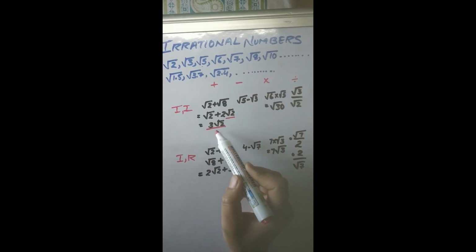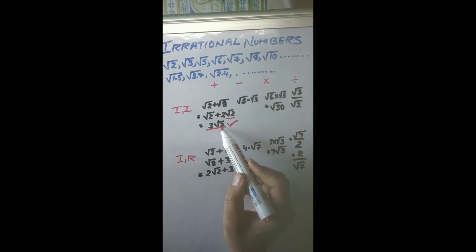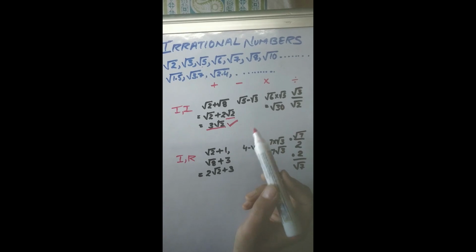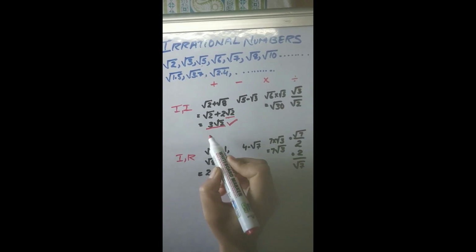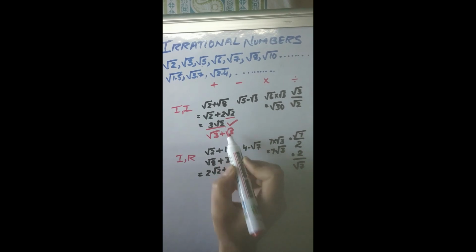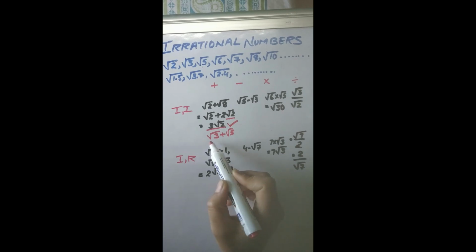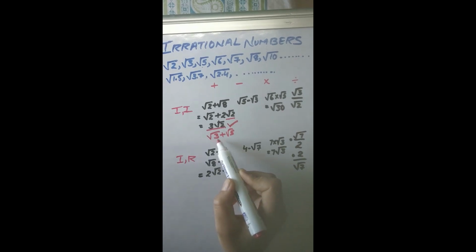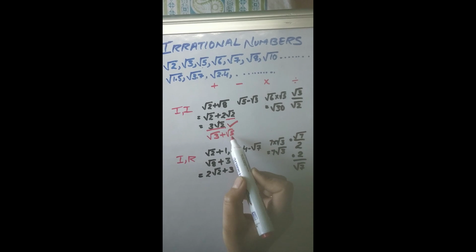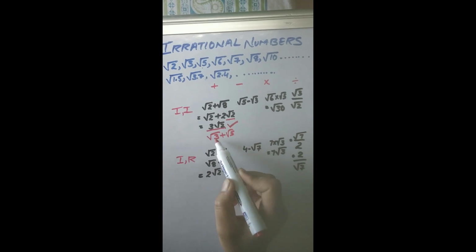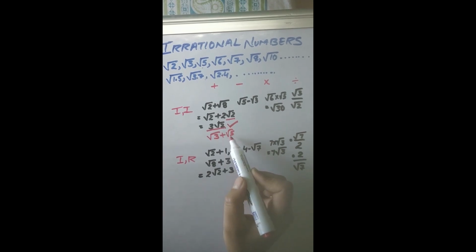So can you locate 3 root 2 on the number line? Yes, we can. It's actually 3 times root 2. We just have to locate root 2 and then go 3 times root 2 on the number line from 0. If we have root 3 plus root 5, can we locate it on the number line? Yes, we should be able to. We just need to find root 3 and root 5 through right angle triangles, and from 0 first go root 3 units, then root 5 units, or vice versa, because addition is commutative.